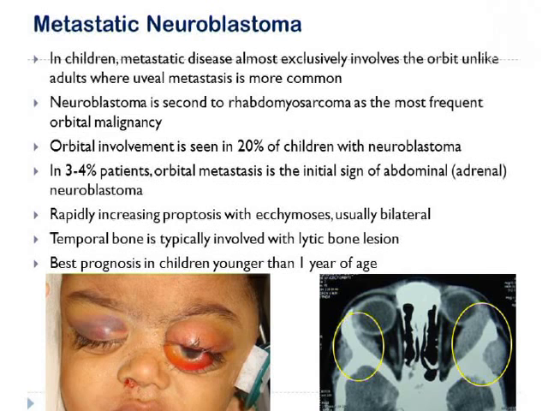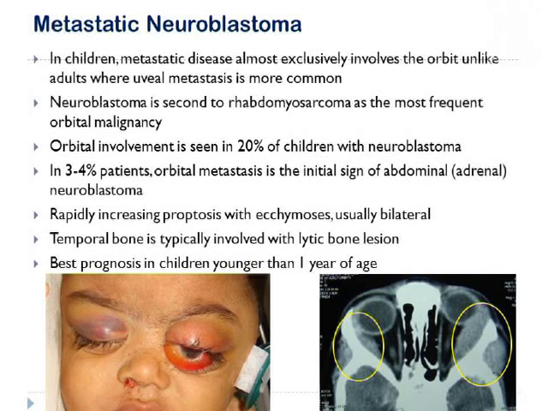Then metastatic neuroblastoma. We should remember that in children, metastatic diseases usually go to the orbit, and in adults, usually it is the uveal metastasis which is more common. And neuroblastoma is basically second to rhabdomyosarcoma as the most frequent orbital malignancy in children. And orbital involvement is seen in around 20% of children, and generally it comes from the adrenals.